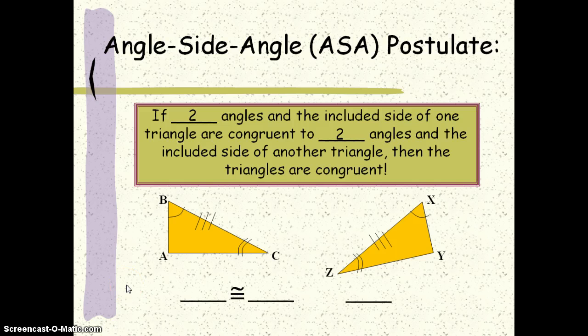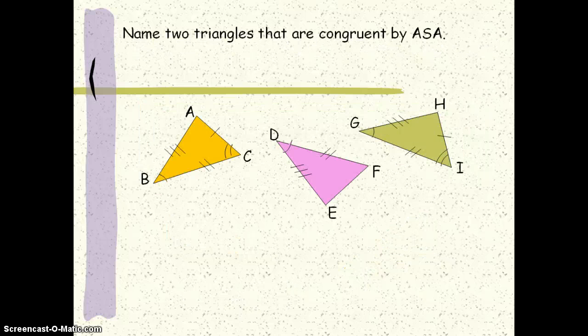Now we're going to make a congruence statement. We're going to say that triangle BAC is congruent to triangle XYZ by using the angle-side-angle postulate. Looking at these three pictures below, I want you to name two triangles that are congruent by angle-side-angle. So if we wanted to compare the first two, we would not have angle-side-angle because the middle triangle only has a side, an angle, and a side. Therefore, we would look at the yellow triangle and the green triangle. So triangle ABC is congruent to triangle HGI by angle-side-angle.